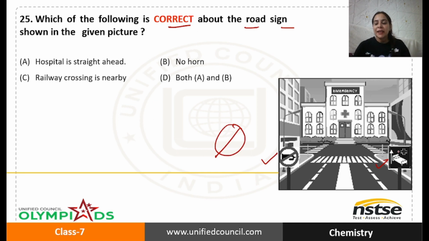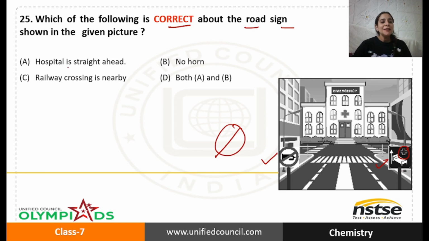And the second road sign indicates, you can see this plus sign, it indicates hospital, and the arrow is pointing ahead, it is showing the direction in which the hospital is. Okay, that means it is showing which direction you need to follow if you wish to reach the hospital. So basically no horn and way to hospital.